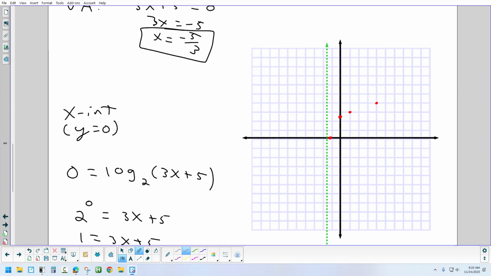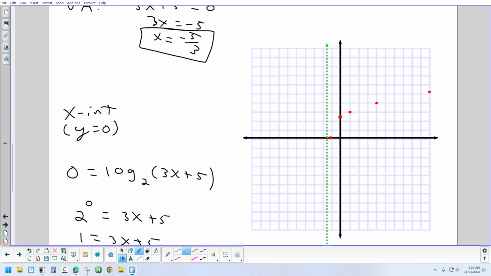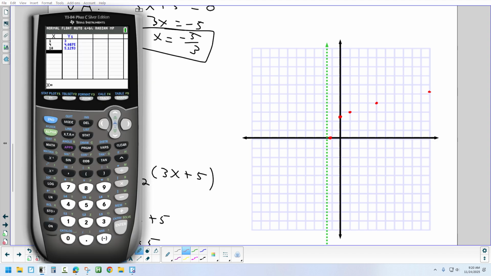And maybe 1 more value. 7. Yeah, I'm just going to go all the way to 10, just so I get a point right on the edge of my graph. 7 would be okay, too. So 7 or 10, a little above 5. Okay. So now I've got a good idea of what the curve is going to look like. Remember, the closer you get to that vertical asymptote, the more the graph drops down.